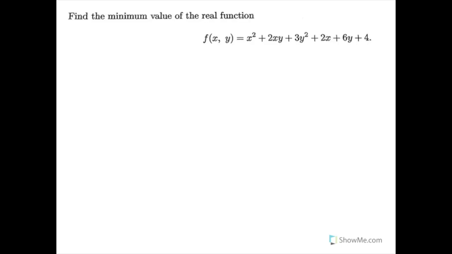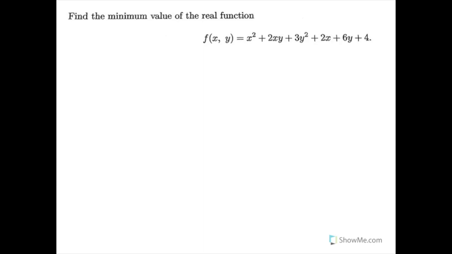Alright, so it says find the minimum value of this real value function f(x, y) equal to x squared plus 2xy plus 3y squared plus 2x plus 6y plus 4. So we want to complete the square for this one as well. And as you can probably tell, this is going to be more complicated than our first example because we have y's in here in addition to x's.